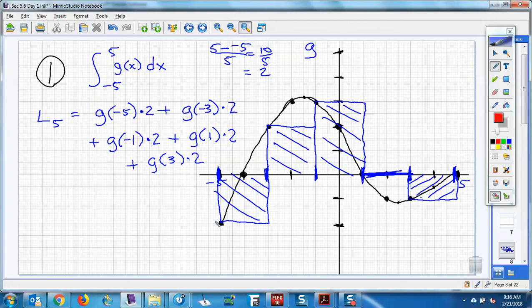Okay, now all that's left is to get those values. So -5 is down here at -2. G of -3 is up here at +2. G of -1 is up here at +3. G of 1 is right here at 0. And G of 3 is down here at -1. So we've got -4 plus 4 plus 6 plus 0 minus 2. Looks like a total of 4, if I did that right. Does that make sense?